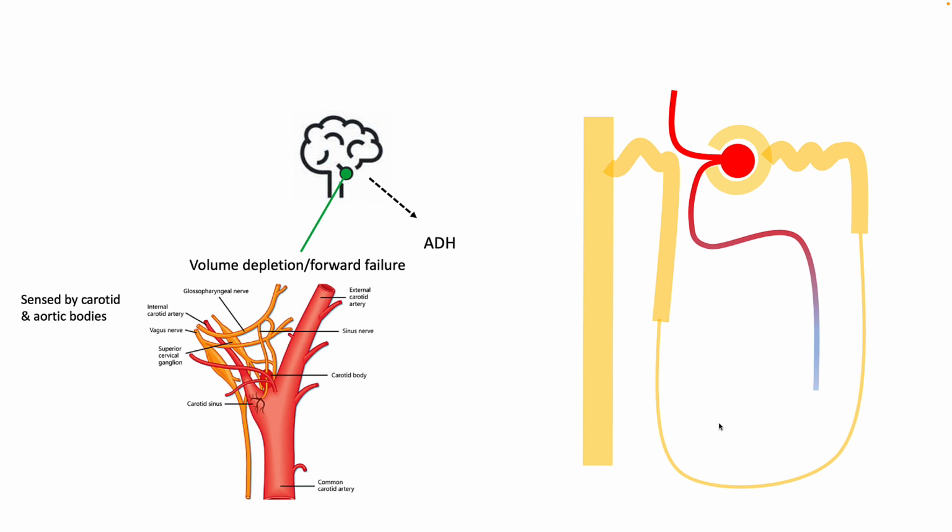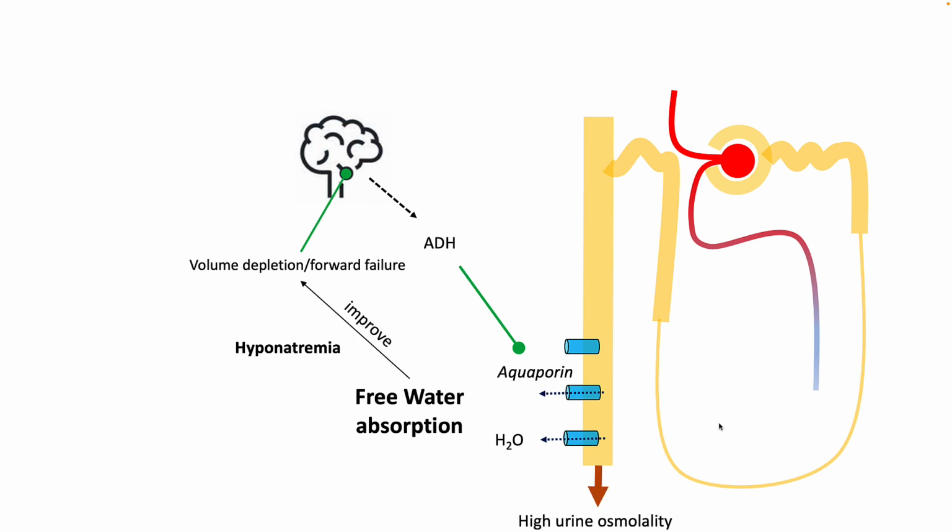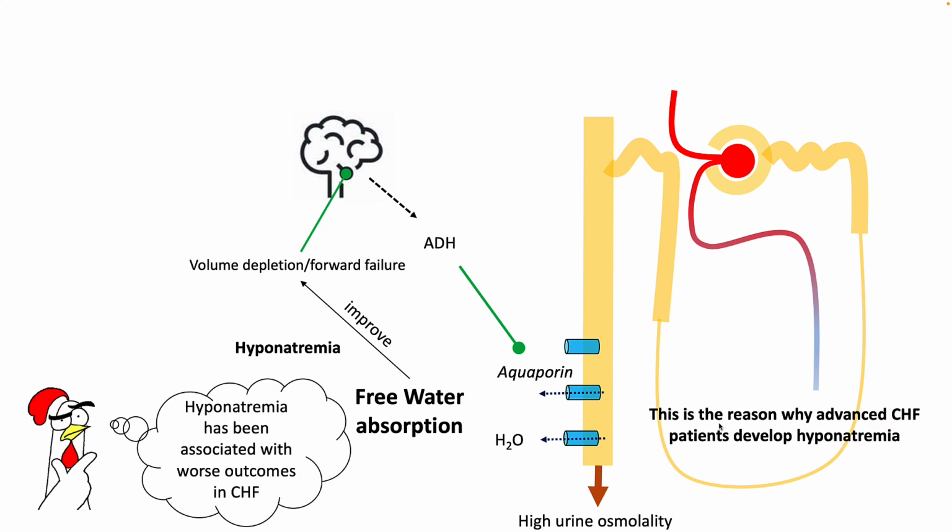The drop in pressure from either volume depletion or forward failure in heart failure is sensed by carotid and aortic bodies, and this results in secretion of ADH from the pituitary. ADH results in increased expression of aquaporin channels in the distal convoluted tubule, resulting in increased free water absorption. This improves the volume depletion. However, it results in hyponatremia as well. This is one of the reasons why advanced heart failure patients develop hyponatremia, and the amount of hyponatremia will depend upon the severity of congestive heart failure. Hyponatremia has been associated with worse outcome in heart failure.